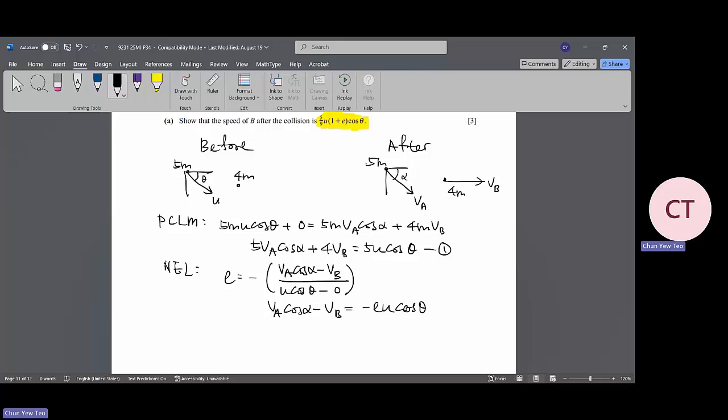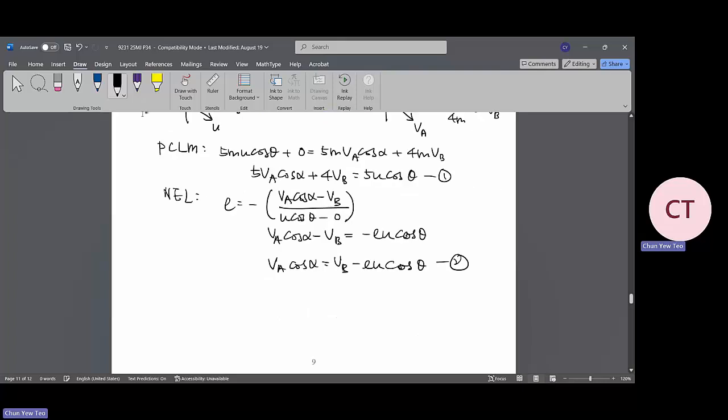So we just need to make VB, sorry, I think we want to find VB, yeah. I make VA cos alpha equal to VB minus Eu cos theta. I call this equation 2. 2 into 1. Then I get 5 times VB minus Eu cos theta, plus 4 VB is equal to 5u cos theta.